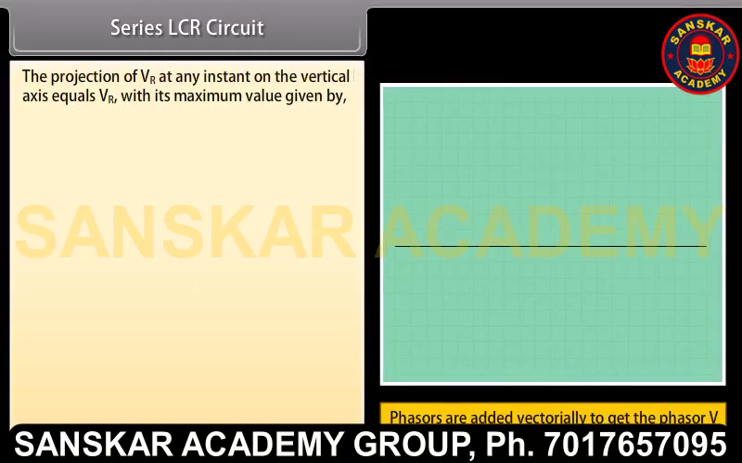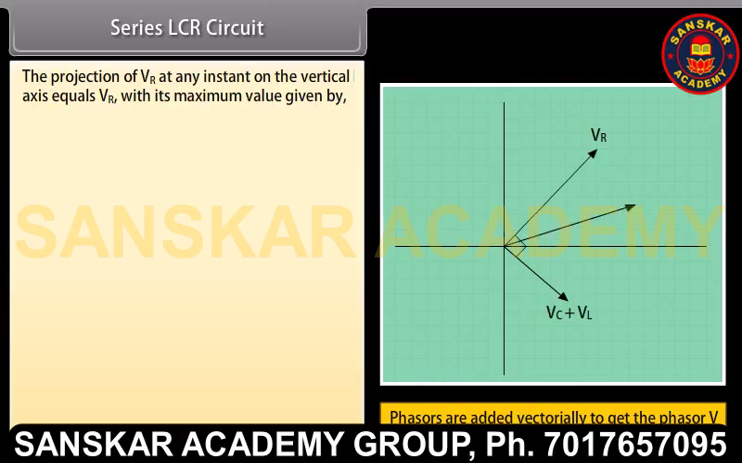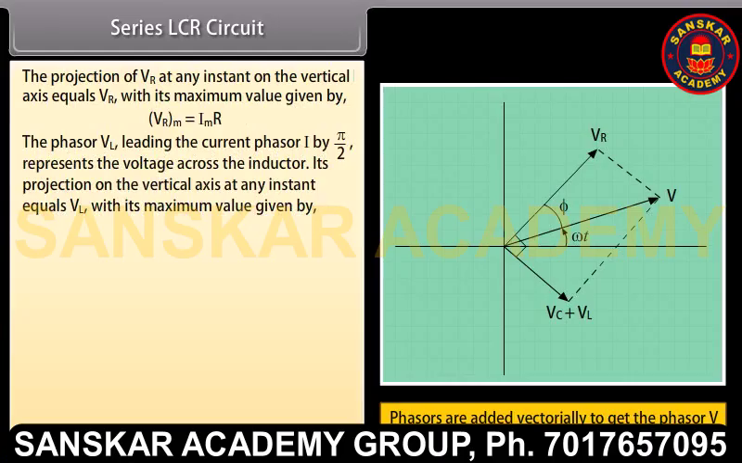The projection of VR at any instant on the vertical axis equals VR with its maximum value given by product of Im and R. The phasor VL leading the current phasor I by pi by 2 represents the voltage across the inductor. Its projection on the vertical axis at any instant equals VL with its maximum value given by product of Im and XL.